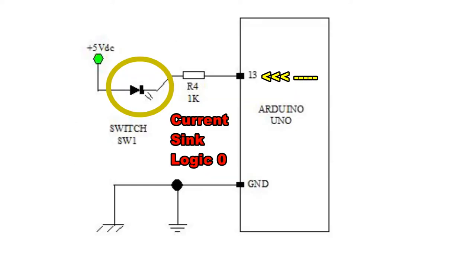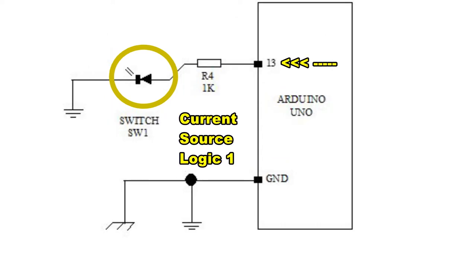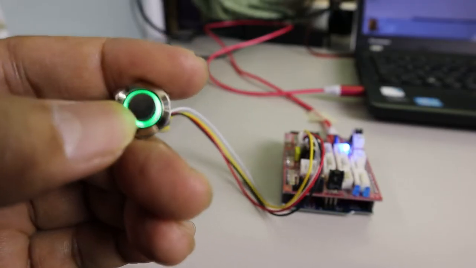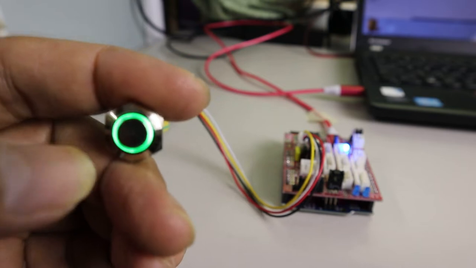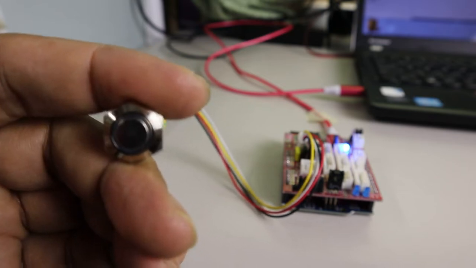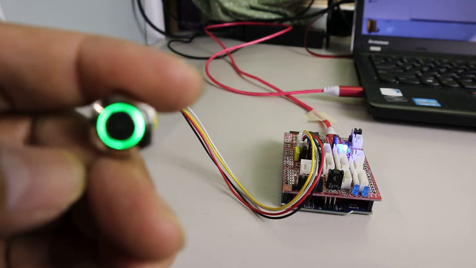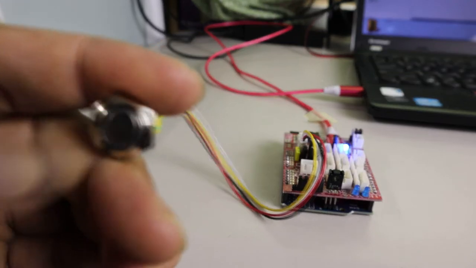Interfacing devices to the MCU can be current sink or current source, and the logic level may be different to make the device active. Again, in our case, our LED is logic 1 active, that is, sending a logic 1 makes the LED light.